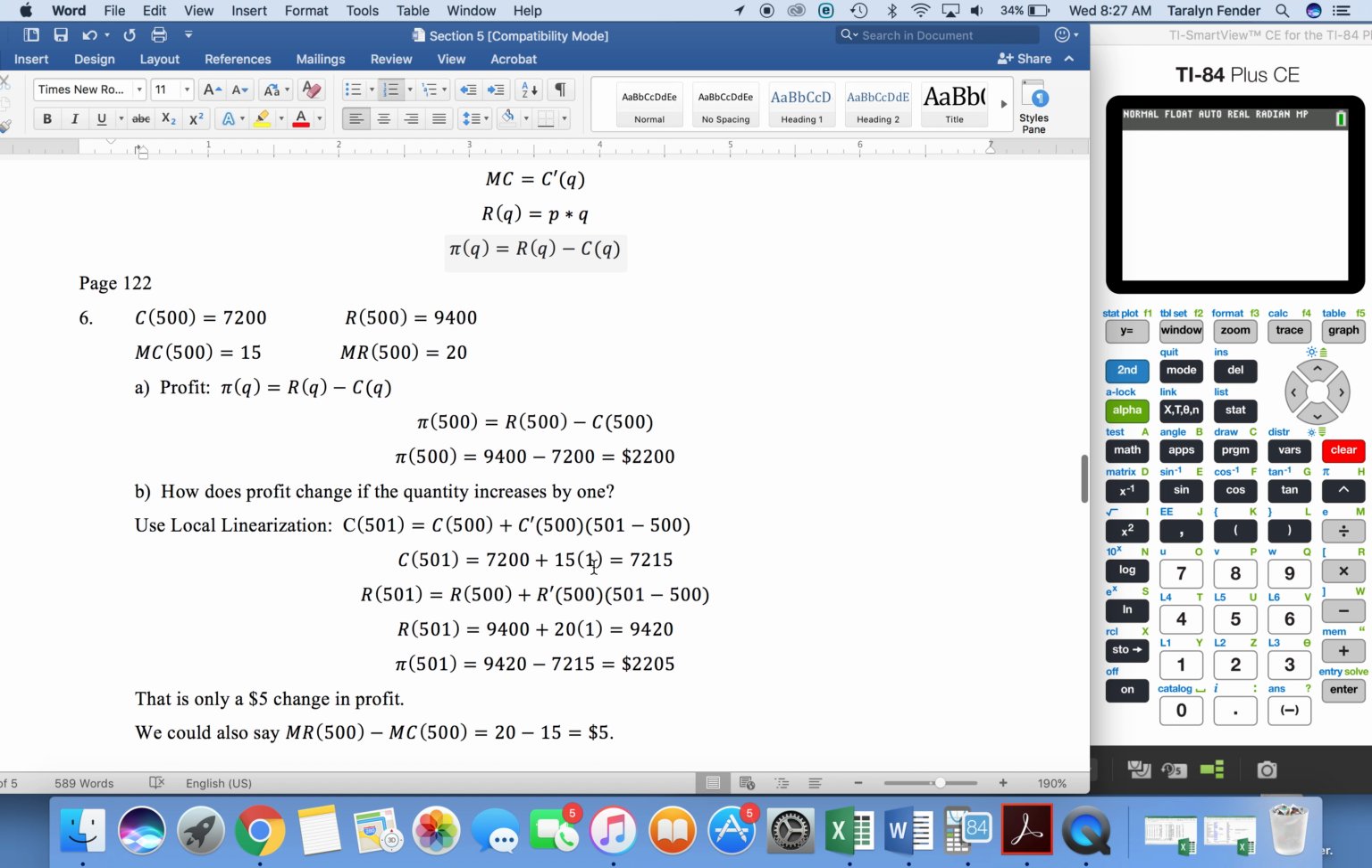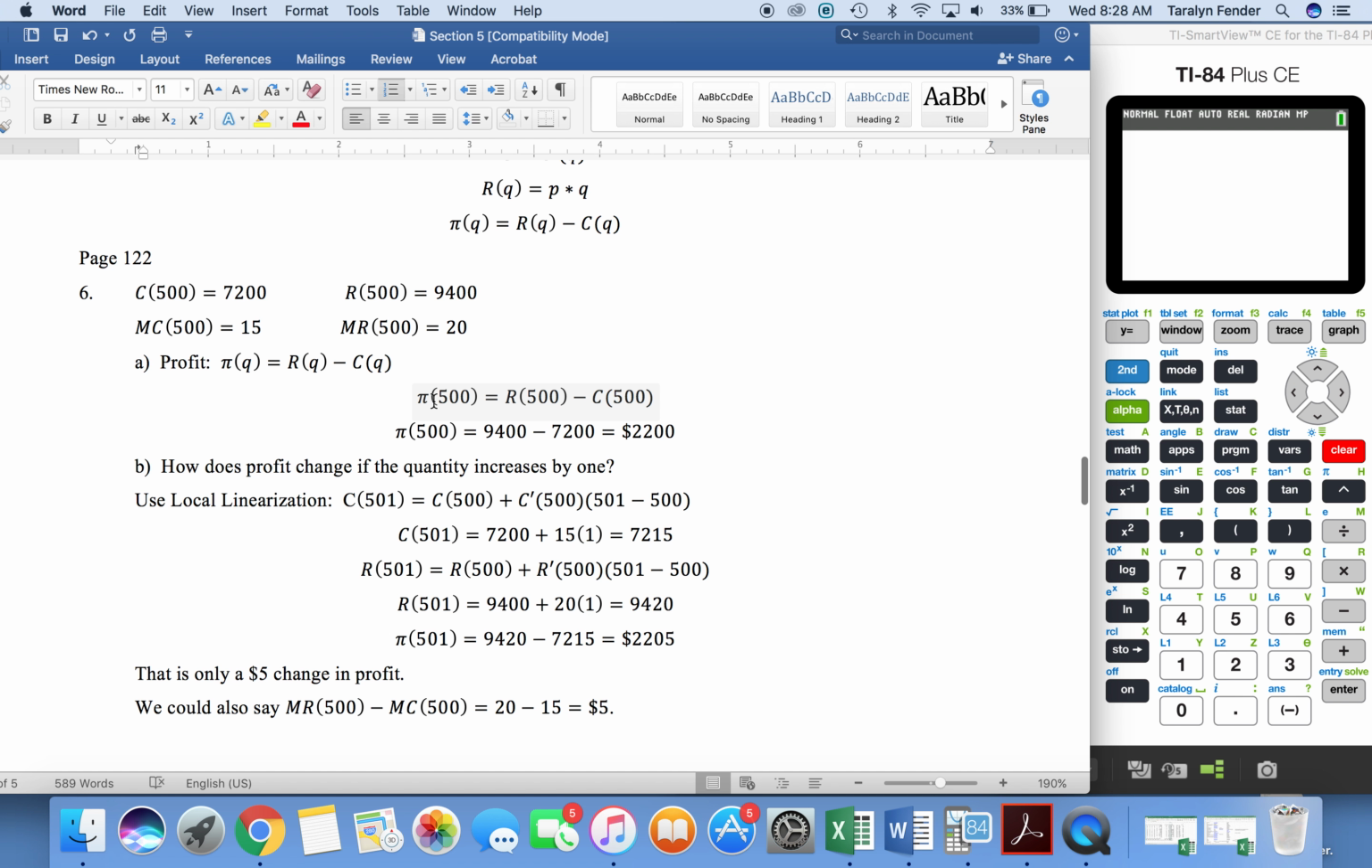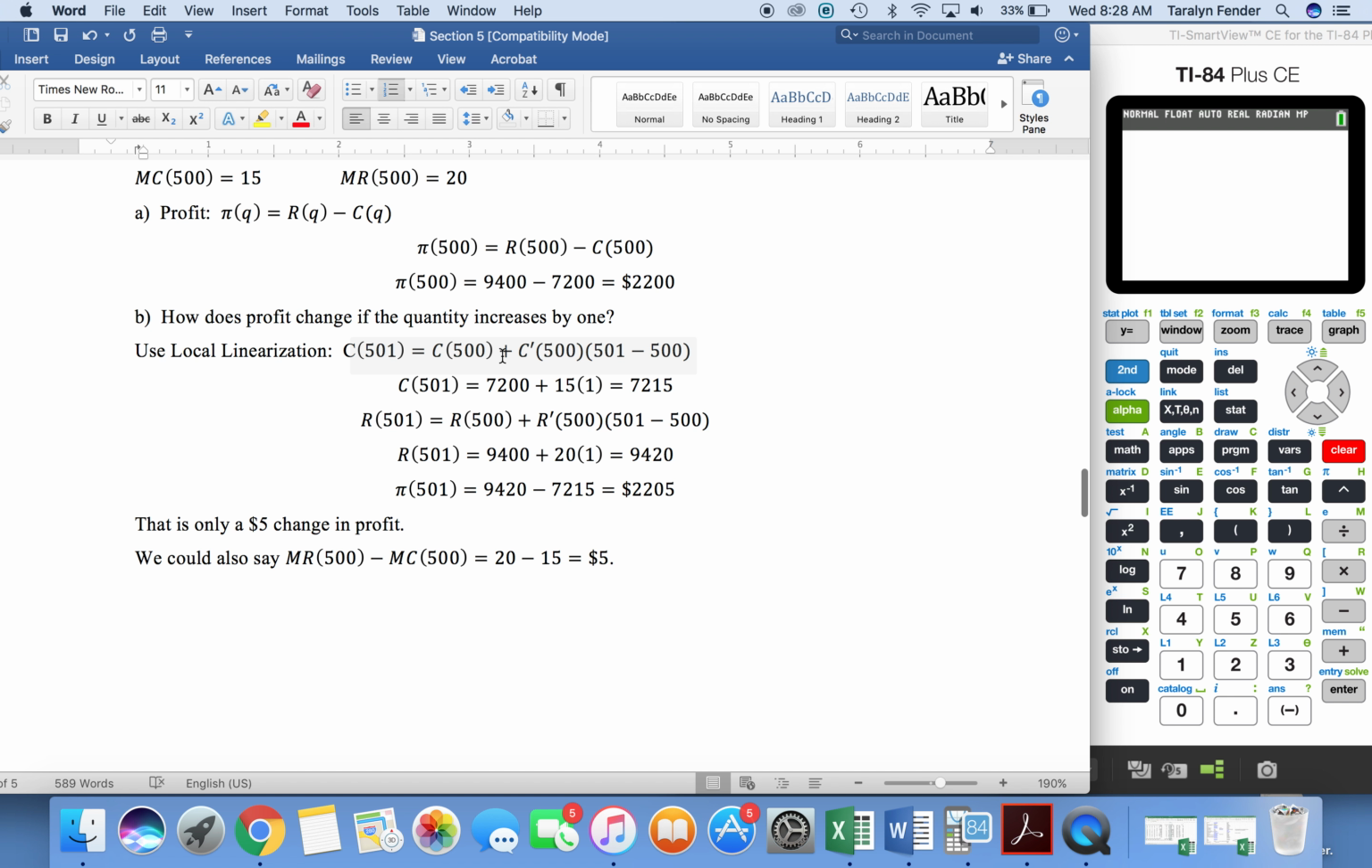So on page 122, we have this example, number 6, where it says the cost of 500 items is equal to $7,200. The revenue at the same 500 quantity level is $9,400. The marginal cost of 500 is $15 and the marginal revenue is $20. So we want to find our profit, so we look at the profit equation. Pi of 500 is equal to the revenue of 500 minus the cost of 500, and that's equal to $2,200. How does this profit change if the quantity increases by 1?